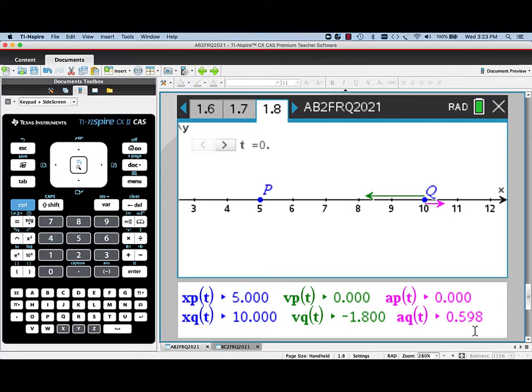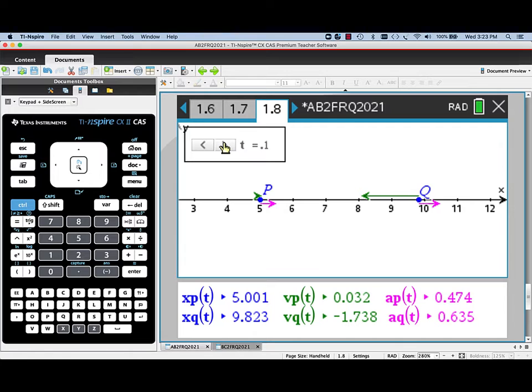Similarly, to visualize the acceleration, you see this vector of length close to 0.6 pointing to the right, representing that positive acceleration. As we increment time, I've incremented it by 1/10 of a time unit. Now we can see that those have been dynamically updated. The numerical displays have changed. We now have a very small but positive velocity for particle P, and a little bit of positive acceleration. The velocity for particle Q is still negative, but it's a little bit shorter in length than it was before.